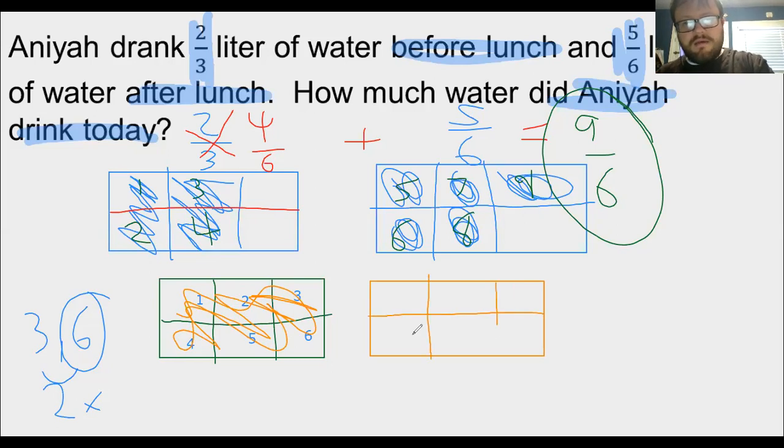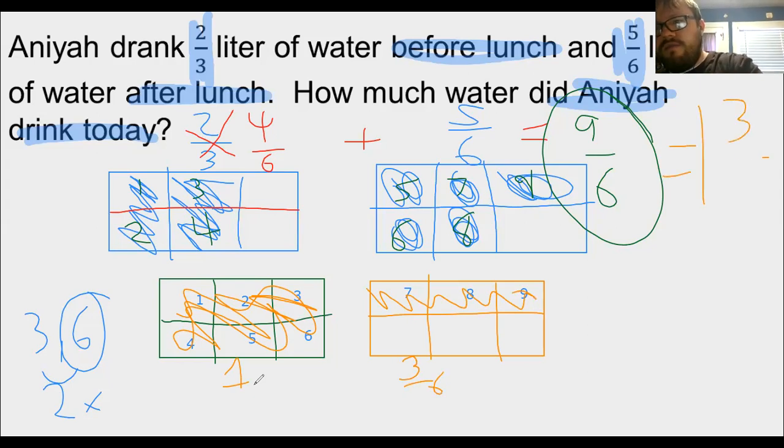Break it into 6. You might notice that my rectangles aren't perfectly drawn, and that's fine. The goal is to help you visualize it so you see how it works. So I have 1, 2, 3, 4, 5, 6. So I need to do 7, 8, 9. Okay, so I have 9/6. Then I'm going to shade those in to represent that I'm using it. So I see that I have one whole and 3/6, meaning that 9/6 equals 1 and 3 over 6.